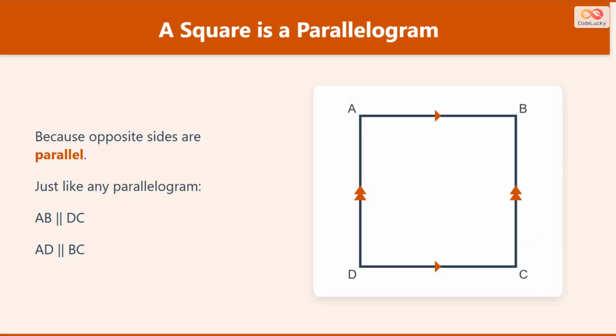First, it is important to understand that a square is a special type of parallelogram. This is because its opposite sides are parallel to each other. Side AB is parallel to side DC, and side AD is parallel to side BC.